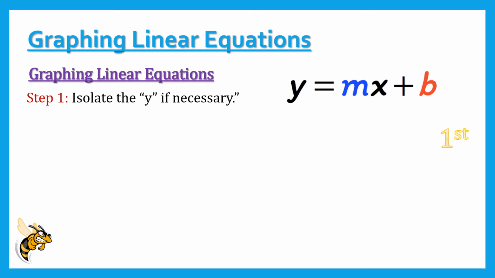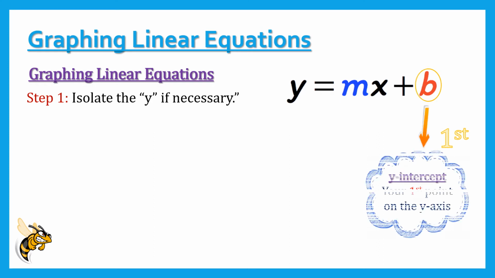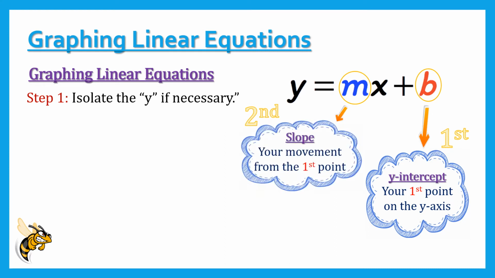The first thing you want to do is to take the y-intercept and put it on your y-axis. So your y-intercept is your first point on the y-axis. The second thing, you want to locate the slope, which will be the coefficient of x, and that will tell you your movement from your first point, your y-intercept.